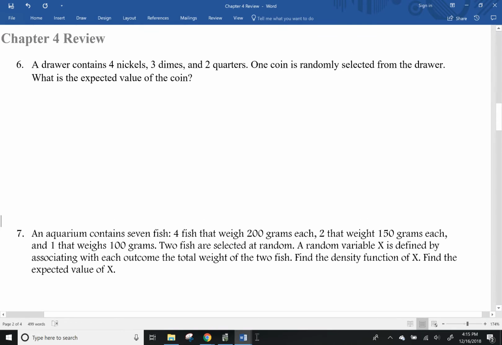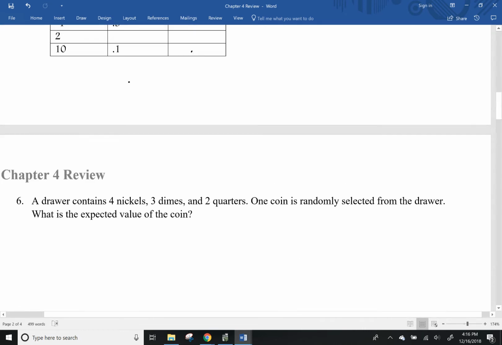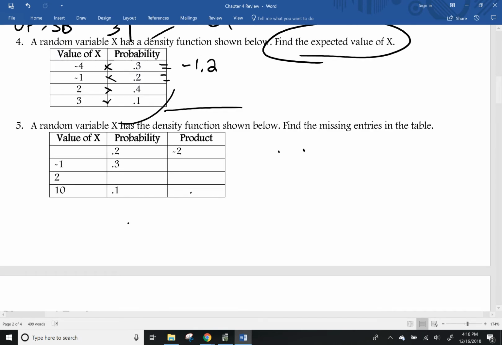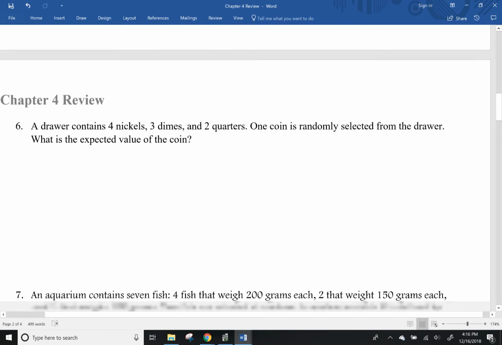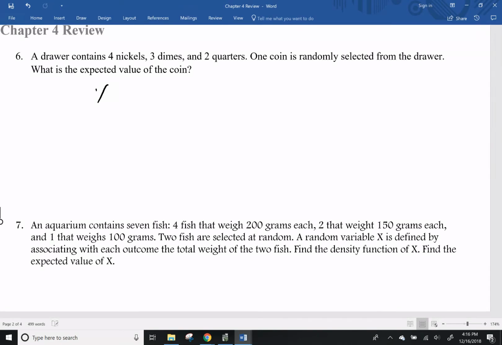A drawer contains 4 nickels, 3 dimes, and 2 quarters. 1 coin is randomly selected from the drawer. What is the expected value of the coin? So the first thing we need to do is make our density function table, and then using that table, we'll find the expected value, because we can't find the expected value unless we have a table with our value of x and our probability. So we're going to have to create that table first, and then go from there to find our expected value.